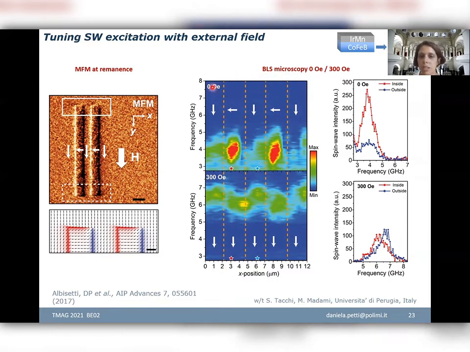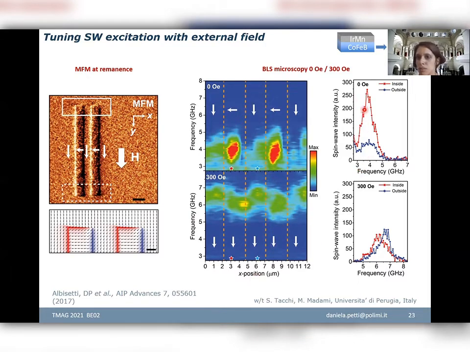Here in the center panel we have the Brillouin light scattering measurement at remanence, in which we can see again that the excitation is localized only in some of the tracks. Now, if we apply the external magnetic field, we have a configuration here. The field is in the y direction, in which all the domains are in the wrong, let's say, situation. So the magnetization is perpendicular to the coplanar, and so we have no excitation.